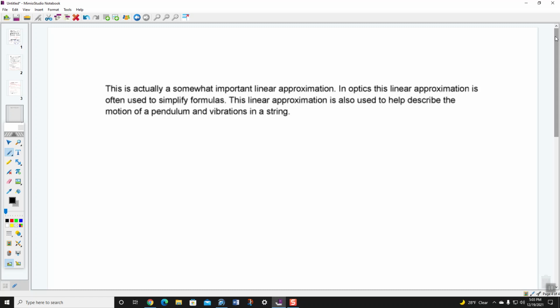So that last example that we looked at, sine of theta equal to theta, this is actually somewhat important linear approximation. In optics, this linear approximation is often used to simplify formulas, okay? So this linear approximation is also used to help describe the motion of a pendulum and vibrations in a string. Not that you would need to know that, but if you're ever on Who Wants to Be a Millionaire, you wouldn't have to waste your phone call on it, okay?